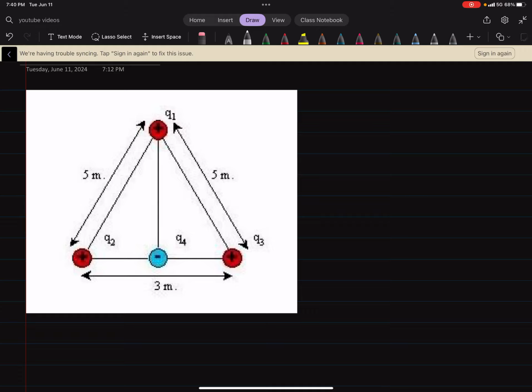Alright, here's a Physics 2 type problem. Let me move my mic a little closer. Okay. So this is a Physics 2 type problem that was recommended in my Discord.